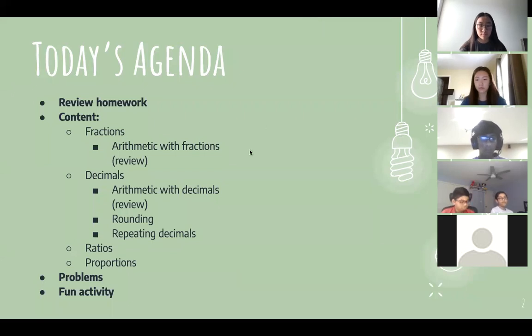Today's agenda. So we're first going to review the homework, and then we're going to go through fractions, like arithmetic with fractions, like how to add fractions, subtract fractions, multiply, and then we're going to go through decimals. More specifically, we're going to be going into rounding and how to convert repeating decimals. And then we're going to go through ratios and proportions. Then we have practice problems and a fun activity planned at the end.